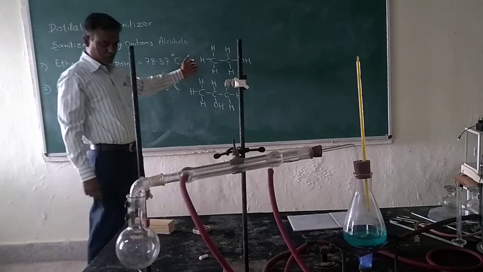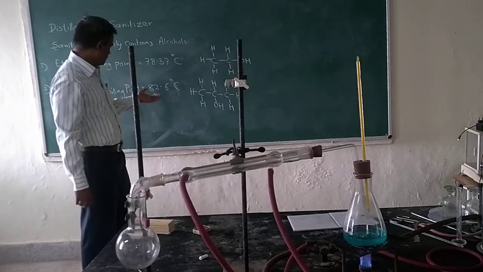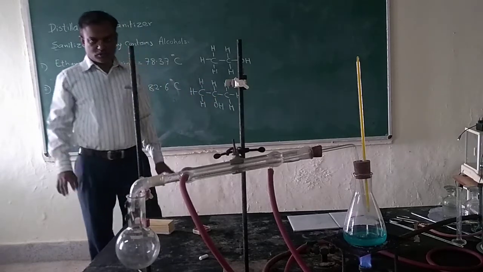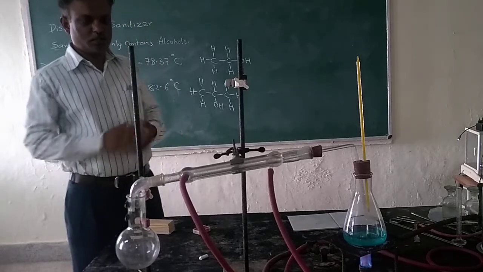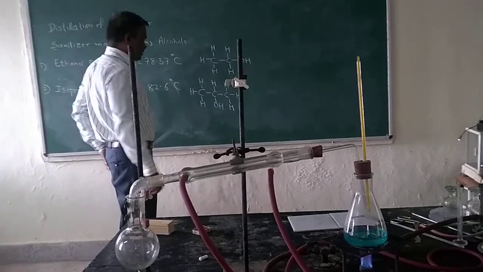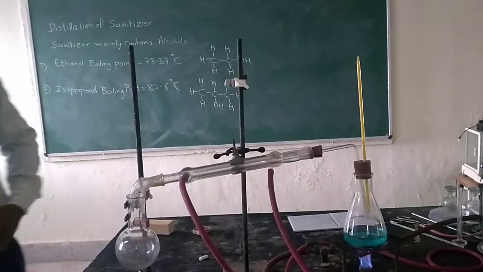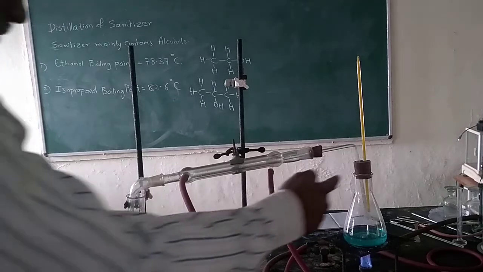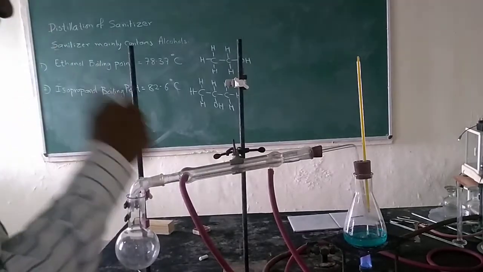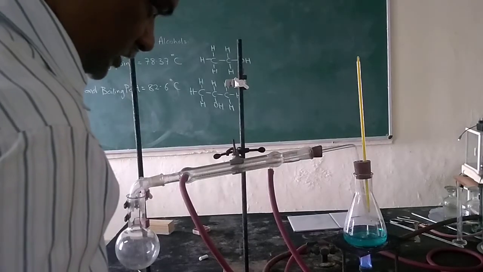Now see, the structure of ethanol is C2H5OH, and the isopropanol structure is different. So what exactly the alcoholic content present is, whether it is ethanol or isopropanol, we will study from the boiling point. Now the water is coming here, vapors are coming out from this tube, and the cooling is going to take place from this condenser, and the process is going on.